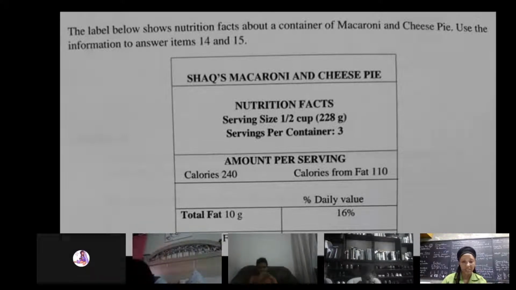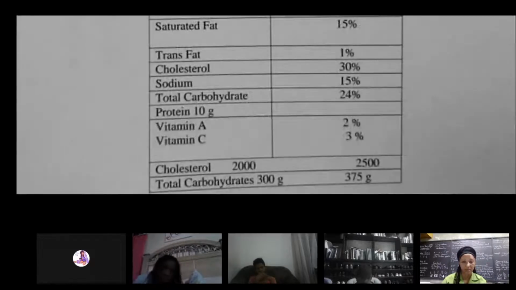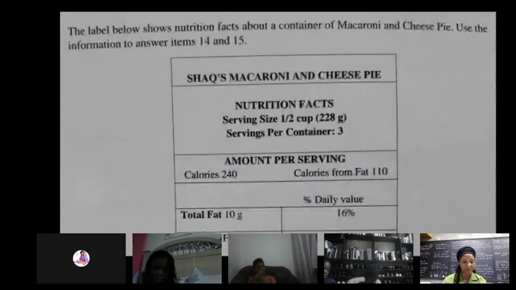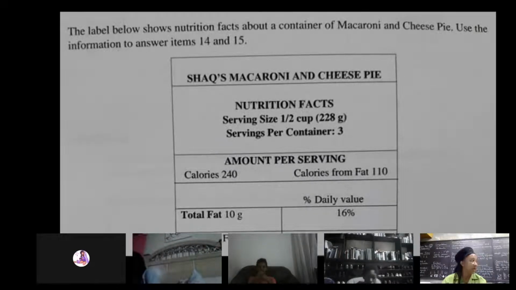So the options are 10%, 16%, 30%, 48%. So let me hear some answers. All right, so Madison says 30%. Anybody else? Ashlyn in the chat, Ashlyn is saying 48%.